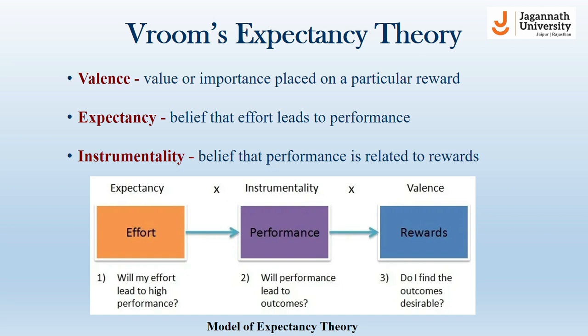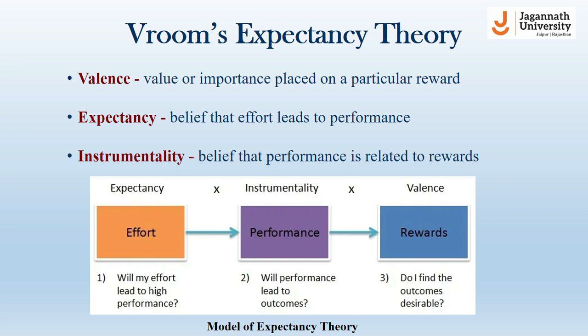So how this valence, expectancy and instrumentality leads to effort, performance, rewards, and then finally the satisfaction level of the employee. So effort, if we talk about why will effort lead to high performance? This is the expectancy of every individual while putting in the effort. Then performance. Will this performance lead to outcomes? Means reward or incentives or perhaps something like that. So that performance becomes instrumental in receiving the reward.